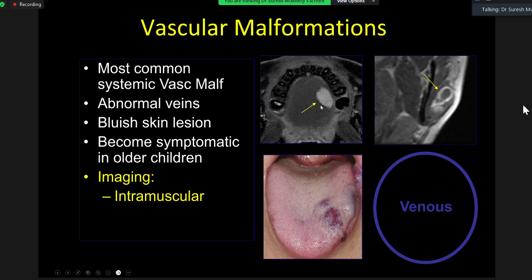But when you see something like this, that's high signal on T2 weighted image, this is how you can typically see a vascular malformation. And this is another example here demonstrating the intramuscular location. This really is a common area to see it. This is a vascular malformation involving the masseter muscle. Now, if you look at these two on their own, it would be really hard, especially the lesion involving the tongue, to suggest that this is a vascular malformation.